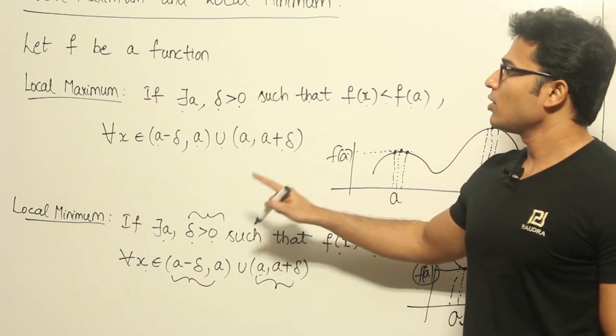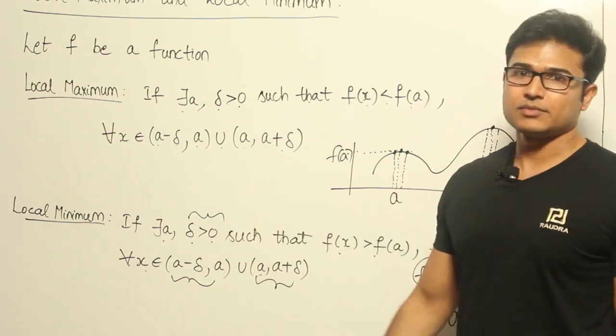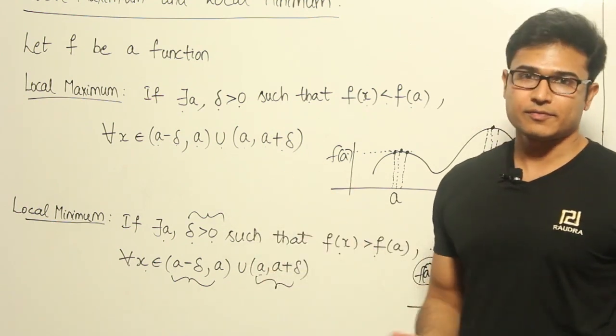And if you have more than one local maximum or more than one local minimum, then that is called as maxima and minima, got it?